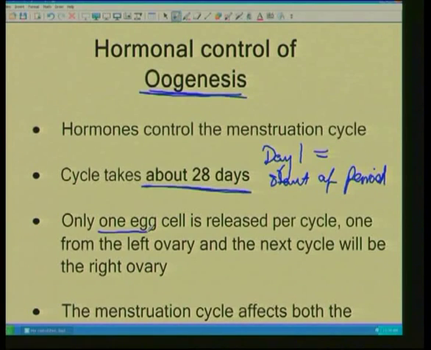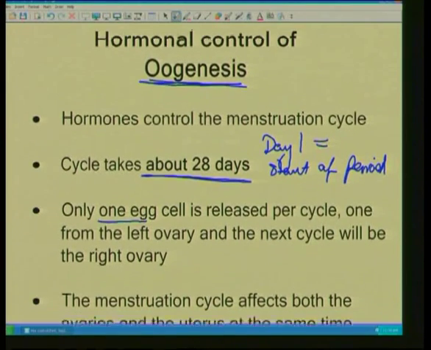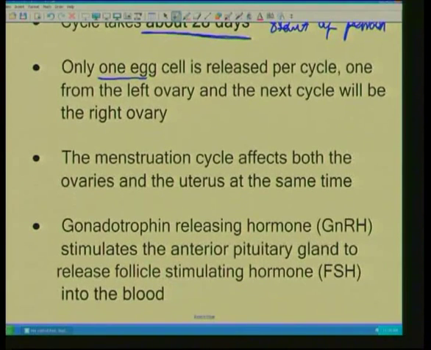Now, only one egg is released per cycle, one from the left ovary in the 1 month and one from the right ovary in the next month. People, every now and again, you're going to find that both ovaries, left and right, will release an egg. When that happens, there's a possibility you can end up with fraternal twins. In other words, dizygotic twins. They are twins that are unidentical. They may look very similar, they may be different sexes, they may be the same sexes, but each egg is then fertilized. And that, they say, happens approximately every 3 years in a female's body.